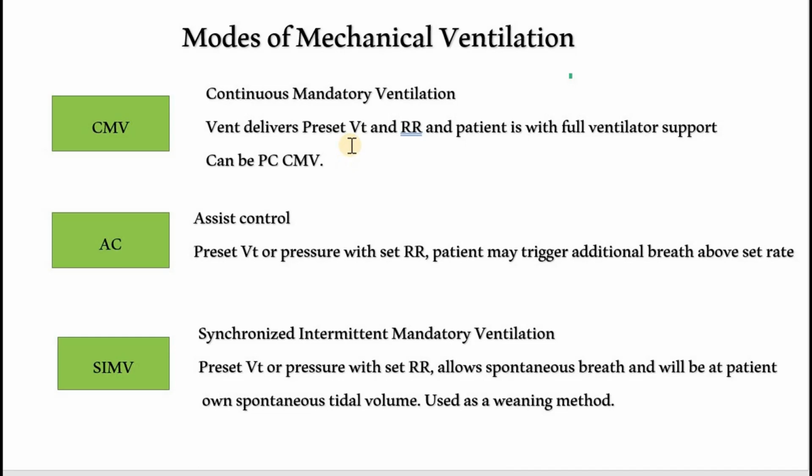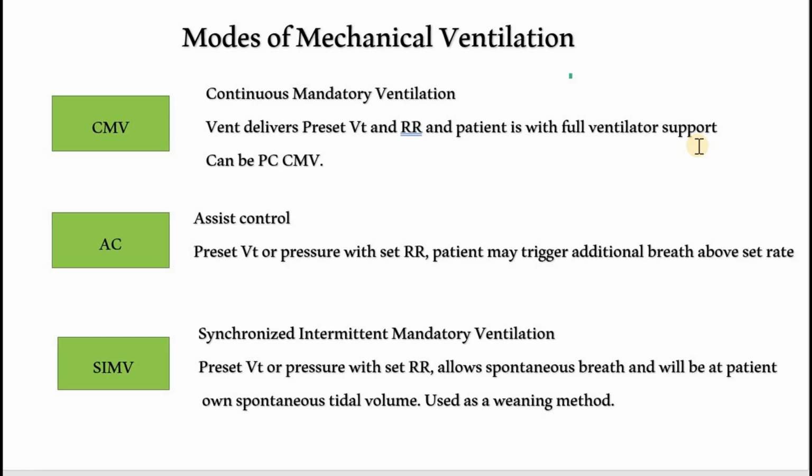So when you take care of a patient with CMV, you have to remember the patient is on full ventilator support. That means the ventilator is doing all the work of breathing. If the patient wakes up and starts to initiate a breath, the ventilator will not sense the patient's breath. Ventilator dyssynchrony happens. There will be increased intrathoracic pressure because the patient is trying to breathe while the ventilator is delivering a breath. So the intrathoracic pressure increases. That can lead to barotrauma.